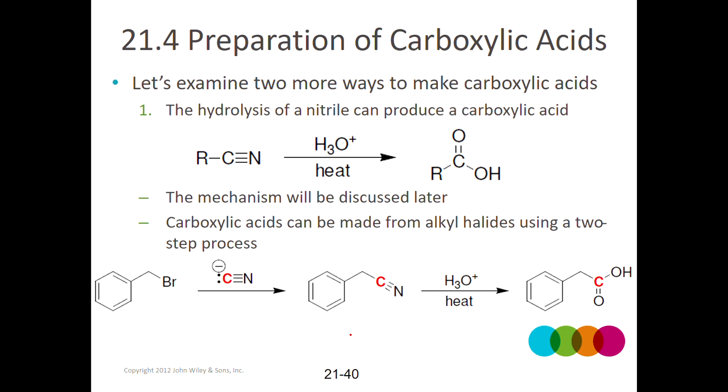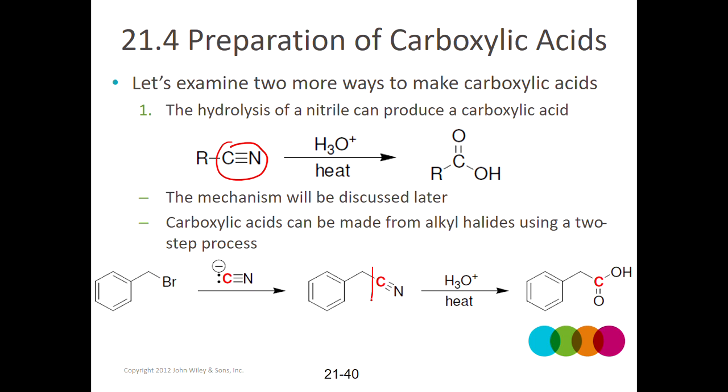And then before we finish today, there are two more reactions that you can use to make carboxylic acids. And these are reactions we're going to talk about in more detail as we go through, but just to introduce you to what they are and how they work. One is the hydrolysis of a nitrile or cyano group to a carboxylic acid.